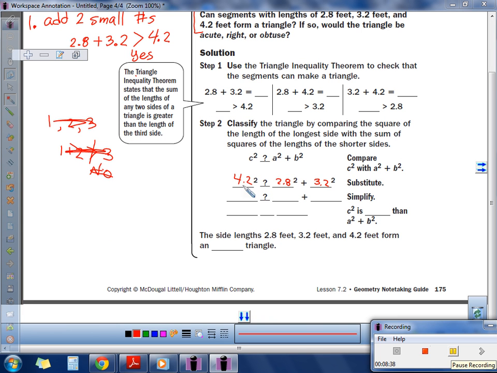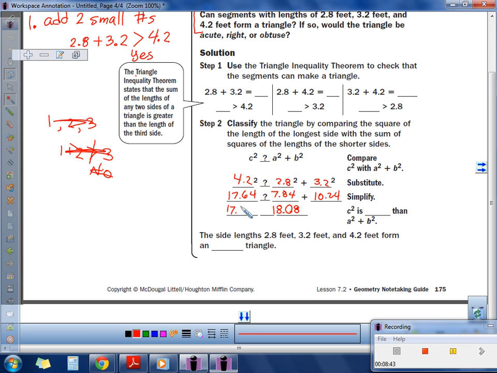All right, so what do we get when we get 4.2 squared? 17.64. 2.8 squared? 7.84. And 3.2? Say it again. 10.24. So adding those real quick, what do you get? 18? 18.8? 18.08.